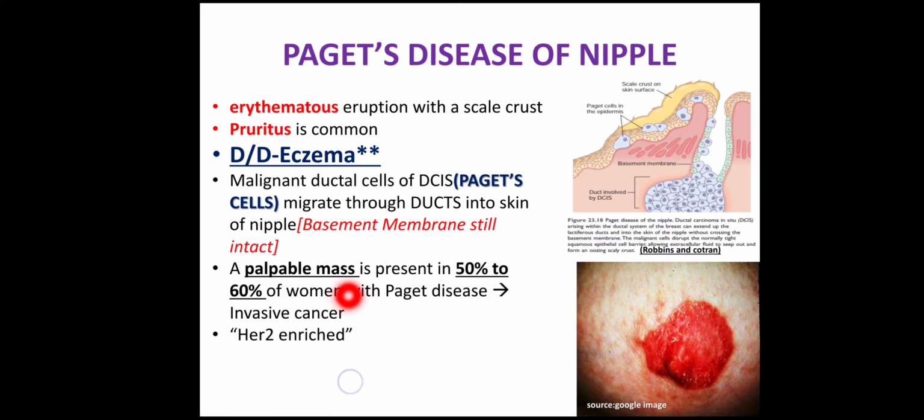So in 50 to 60% of cases, invasive cancer can be diagnosed in the breast, and such tumors are HER2 enriched. So the clinical importance is that if this kind of clinical presentation is there, the breast examination should always be done, because they might have an underlying breast lump which may show features of invasive carcinoma. So Paget's disease of the nipple is a presentation of ductal carcinoma in situ in the skin.